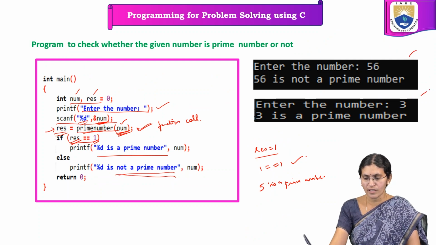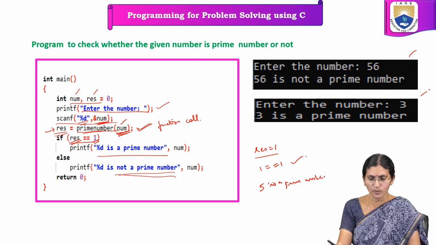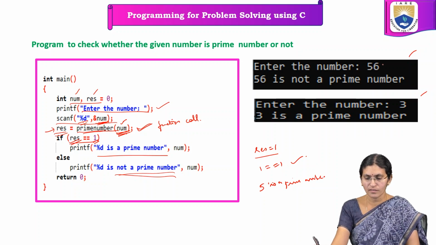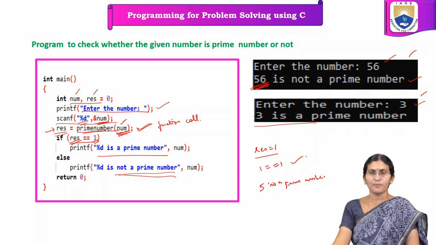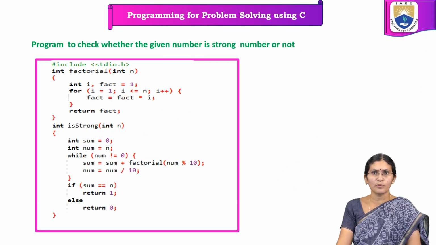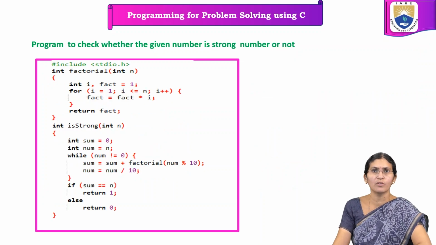These are the two test cases which we have evaluated for this program. In the first test case, we have entered the number 56. 56 is not a prime number because it is divisible by 1 and the number itself, and also by other numbers, for example 2. Therefore we get the answer that 56 is not a prime number. Next, when you enter the number 3, the output is that 3 is a prime number. In this way we can write the program to check whether the given number is prime or not.